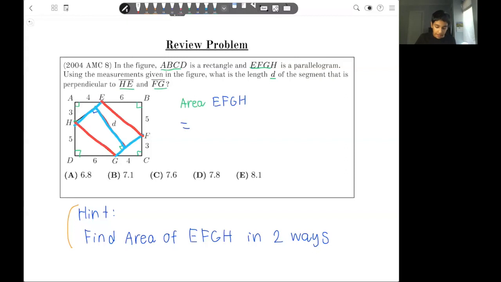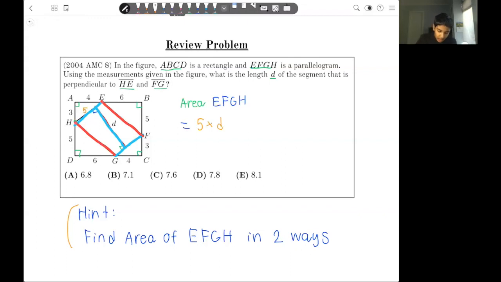So now we know that this is a parallelogram, and the area of a parallelogram is nothing but the base times the height. So what is this base HE? Well, if you remember from two classes ago, 3, 4, 5 is a right triangle. So HE is 5. So the area of this parallelogram is the base, 5, times the height, which is D. And that's it. The area of a parallelogram is just the base times the height.